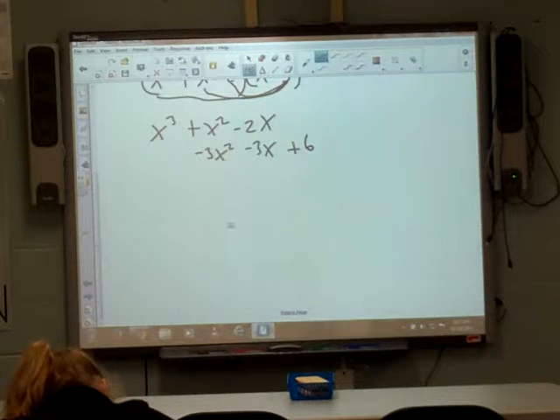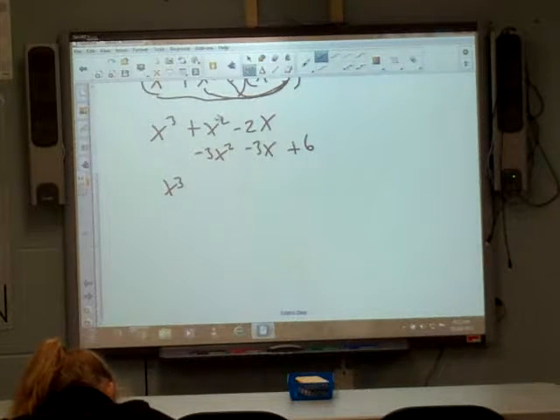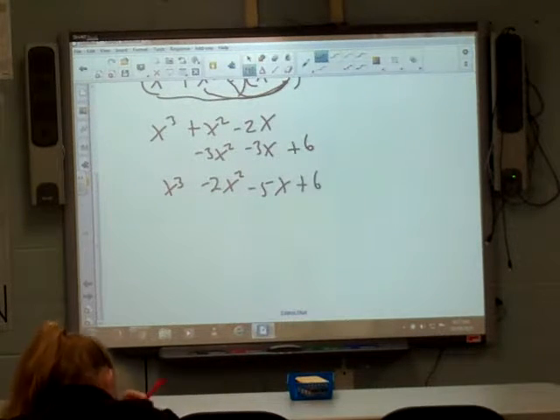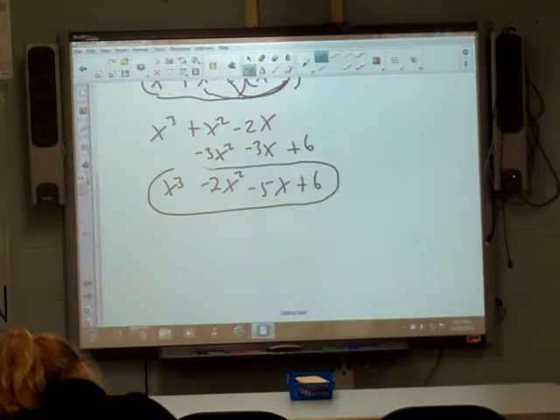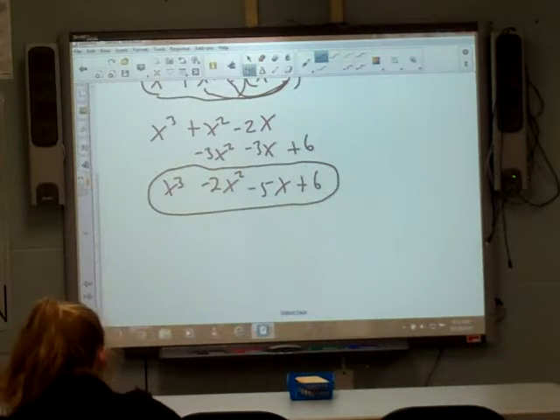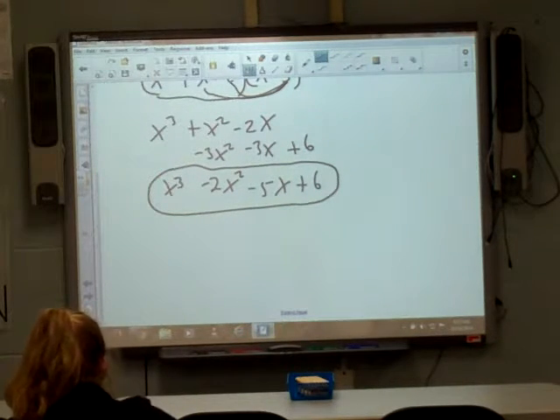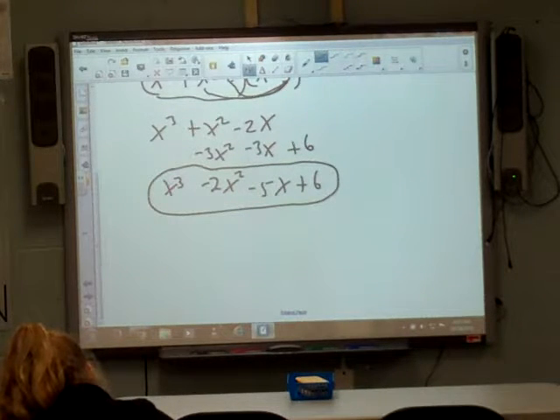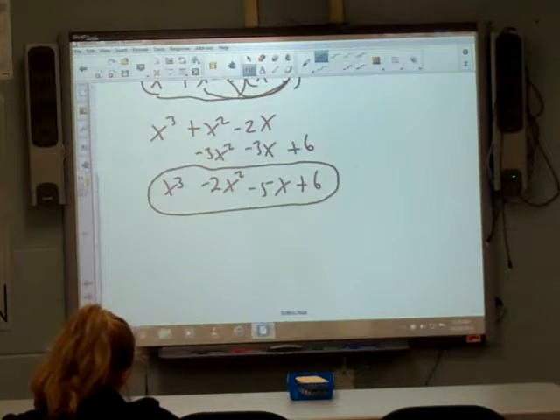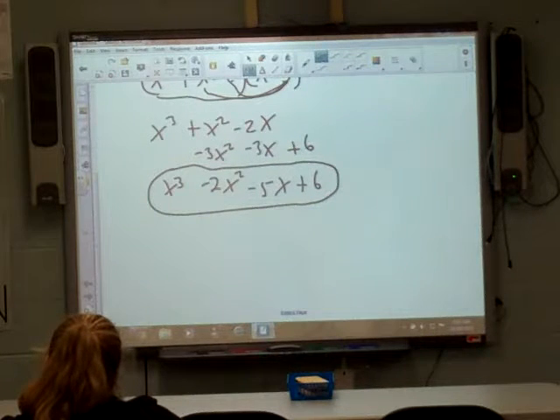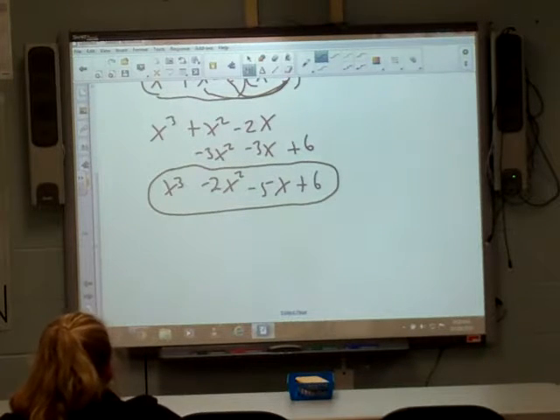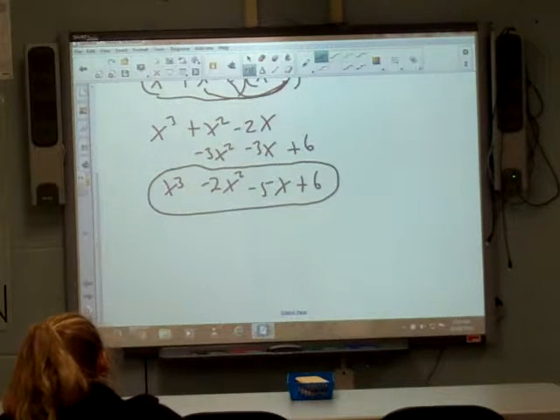So now just add those like terms. I've got x cubed. 1 and negative 3 is negative 2. Negative 2 and negative 3 is negative 5 plus 6. So whenever you get it there, you just add them. Totally different process on divide.